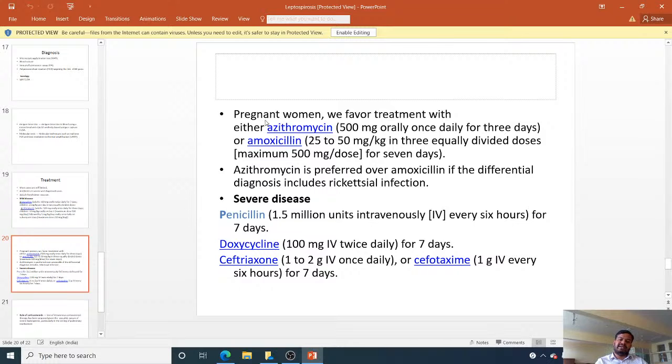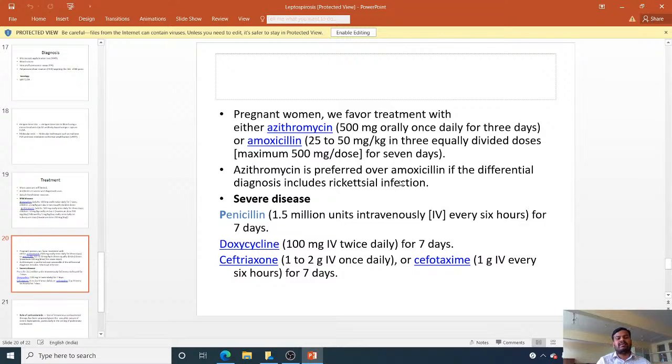How do you treat pregnant women? Pregnant women can contract this infection because they're also at risk. Doxycycline is contraindicated in pregnant women, so you should not give doxycycline. Azithromycin or amoxicillin can be used. Amoxicillin at 20 to 50 milligrams per kg body weight in 3 equally divided doses for 7 days, and azithromycin 500 milligrams orally once daily for 3 days.